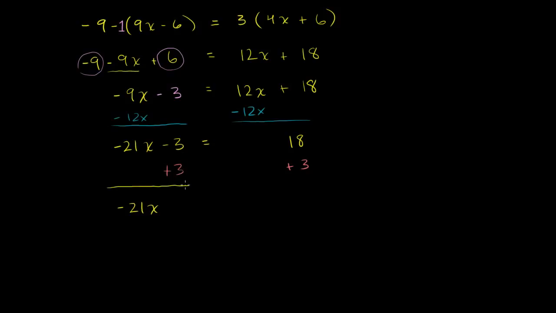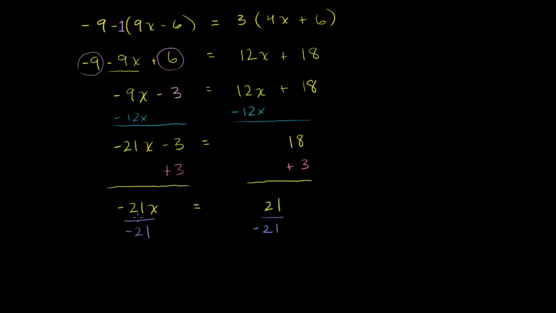That was the whole point. Equals, what's 18 plus 3? 18 plus 3 is 21. So now we have negative 21x is equal to 21. And we want to solve for x. So if you have something times x and you just want it to be an x, let's divide by that something. And in this case, that something is negative 21. So let's divide both sides of this equation by negative 21.